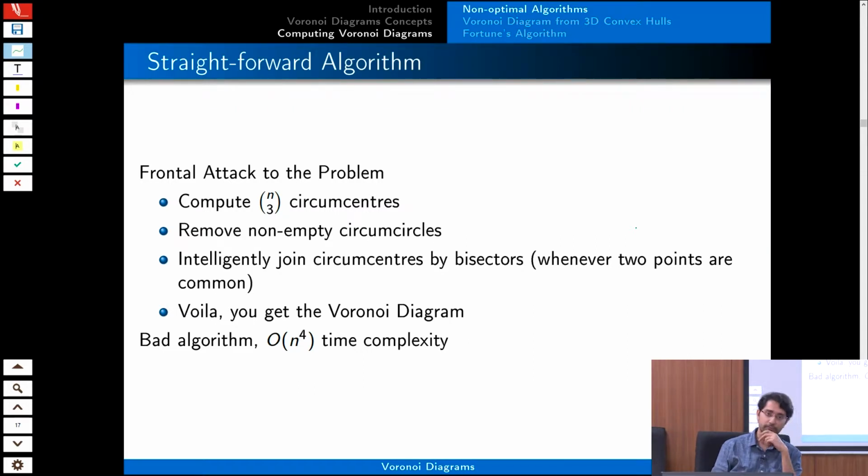Yes, of course. He is suggesting, and I am repeating because of the camera, why can't we use divide and conquer? Of course we can, but the question is then how to glue the two Voronoi diagrams together.